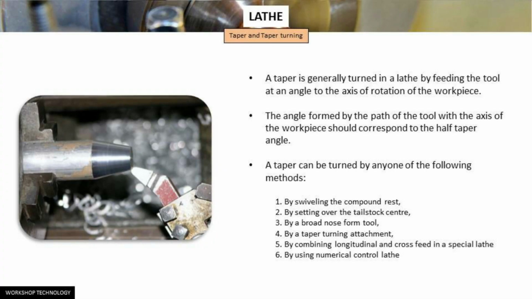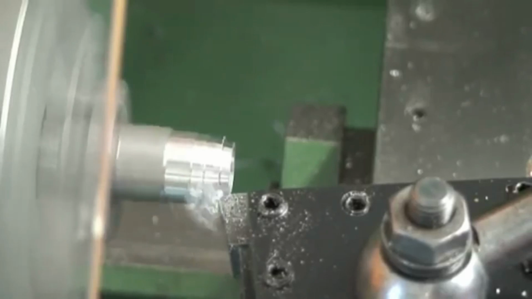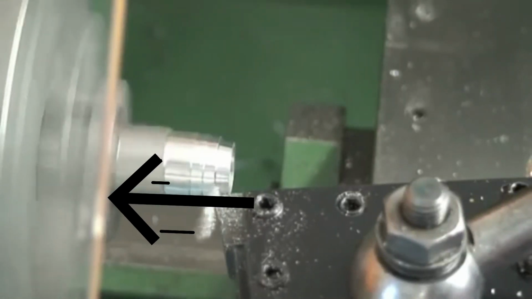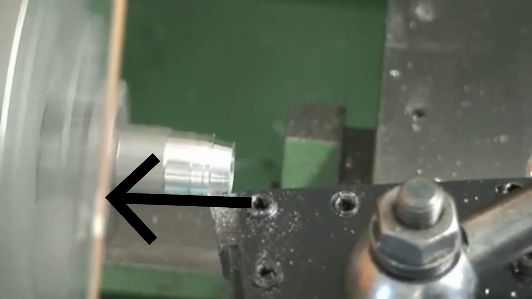A taper is generally turned in a lathe by feeding the tool at an angle to the axis of rotation of the workpiece. The angle formed by the path of the tool with the axis of the workpiece should correspond to the half taper angle.